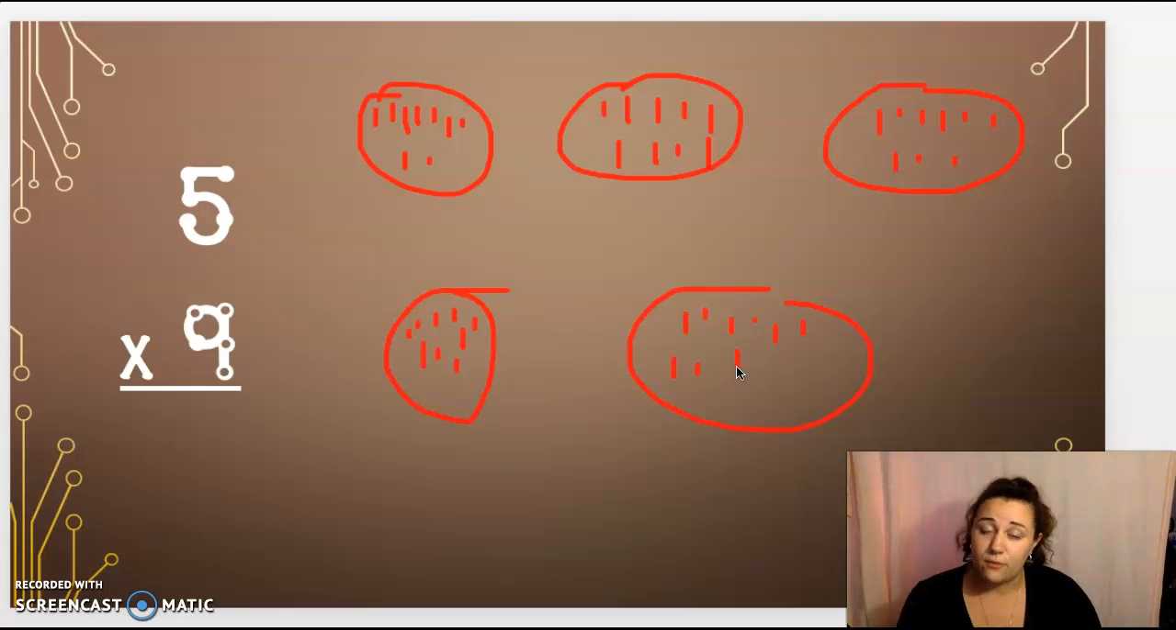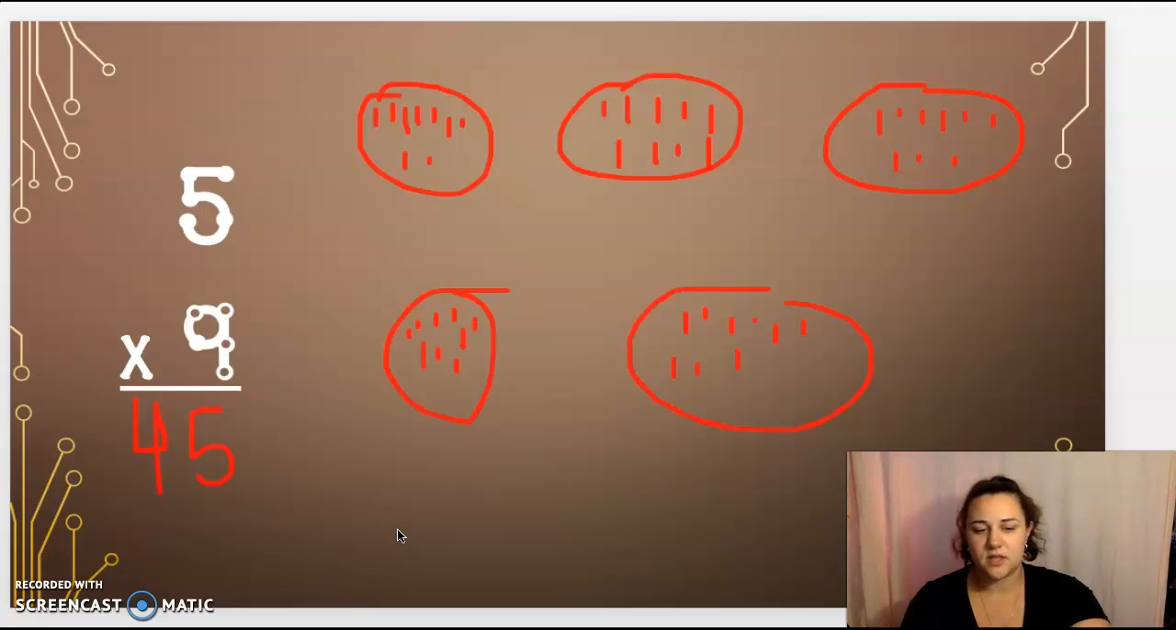So now I can skip count. And I can skip count by 9 because 9 is how many are in each group. So 9, 18, 27, 36, 45. 5 times 9 equals 45.